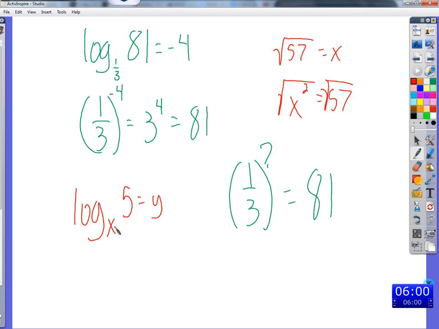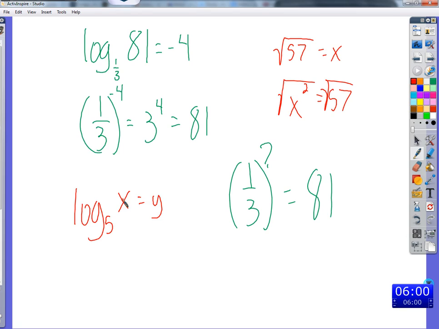Plug something in here, I'll figure out what the exponent is. Plug something in for x, I'll figure out the exponent. But let's switch my x. Log base 5 of x. So if I plug something in there, I need to find out what exponent I need for 5 to get that x.